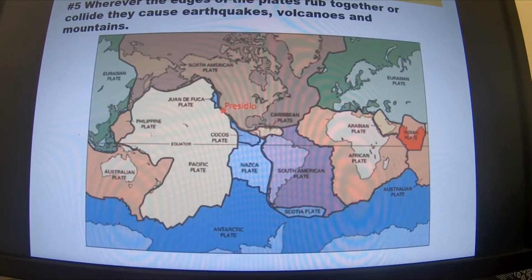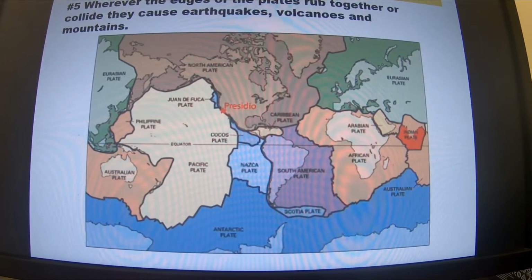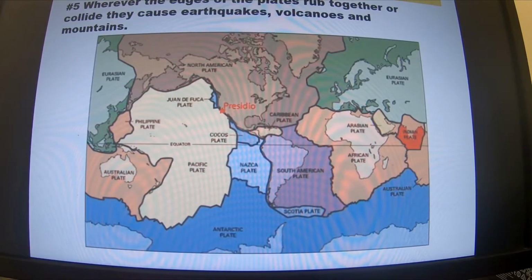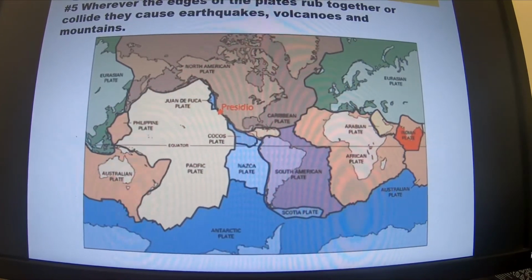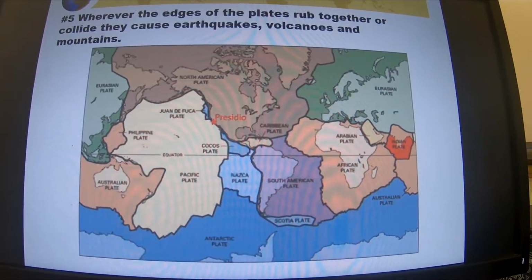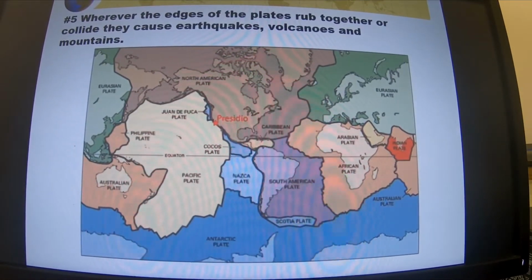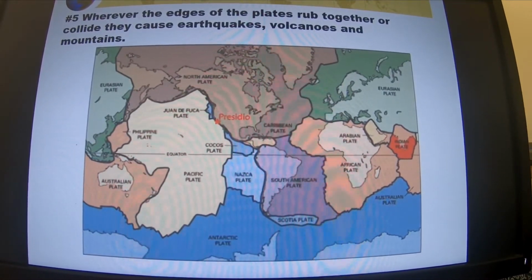Now, number 5, whenever the edges of these plates rub together or collide, they cause earthquakes, volcanoes, and mountains. So yes, depending on where and how they're moving, they cause one of these 3, 2 of these 3, or sometimes all of these 3.